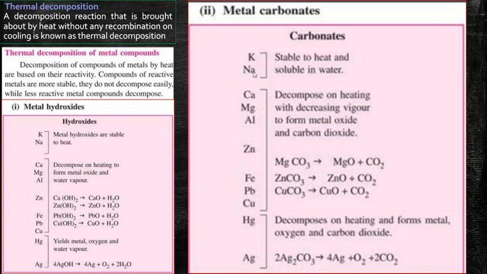Generally the first two categories are stable to heat and soluble in water. With calcium, magnesium, aluminum carbonates, they decompose on heating, with decreasing vigor, to form metal oxide and carbon dioxide. So first it decomposes on heating and the vigorous nature will decrease. The effervescence decreases later, forming their metal oxides and giving carbon dioxide. These are the examples. Further, silver and mercury carbonates decompose to form the metal, oxygen and carbon dioxide.